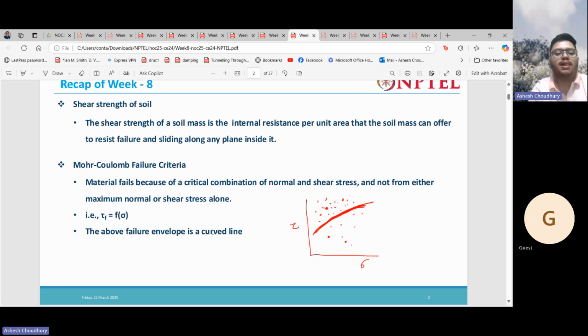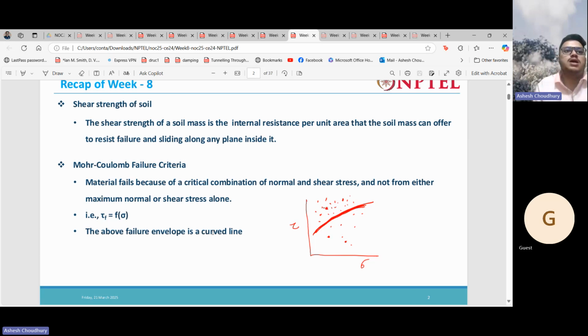So what is shear strength? Shear strength of soil mass is the internal resistance per unit area that the soil mass can offer to resist failure and sliding along any plane. So it's nothing but a resistance to failure, resistance to sliding along any layer.